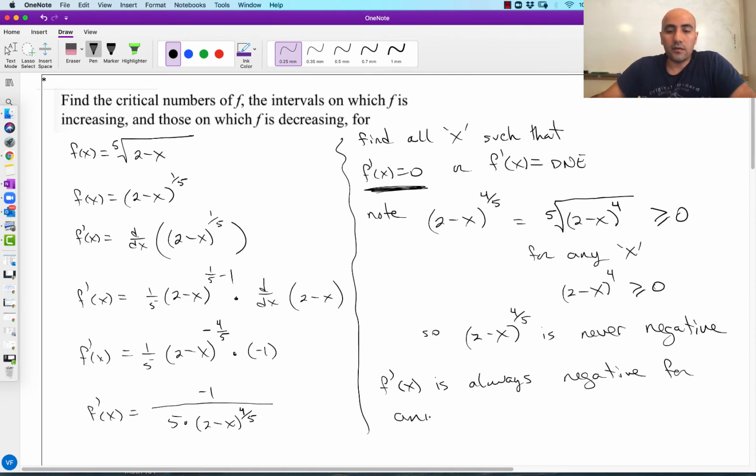So f prime of x is always going to be negative for any input value of x except when x equals 2. If we just ignore that for a second, any other input value, we're always going to get a negative. Point being, it's never going to be 0. So there's no way that this will ever happen. The derivative is never 0. Well, what about this one? We just established that when x equals 2, we'll get a 0 in the denominator. And so we'll have a fraction where the denominator is 0. And that's where we'll have a does not exist. Okay, so let me zoom out of here.